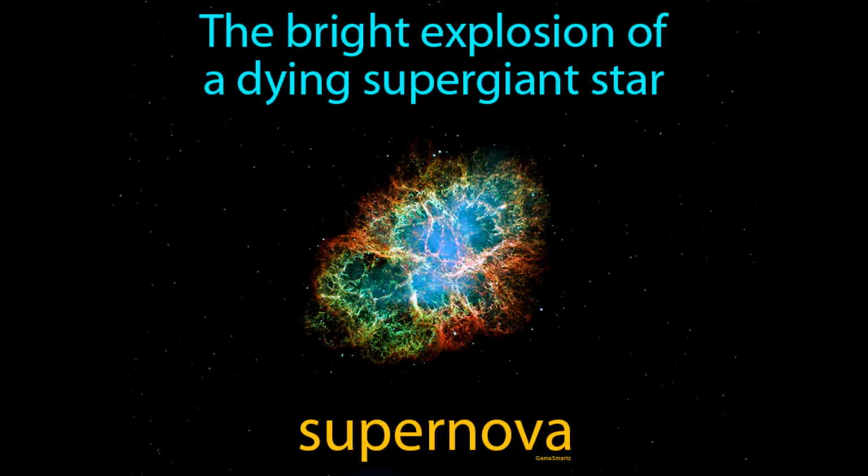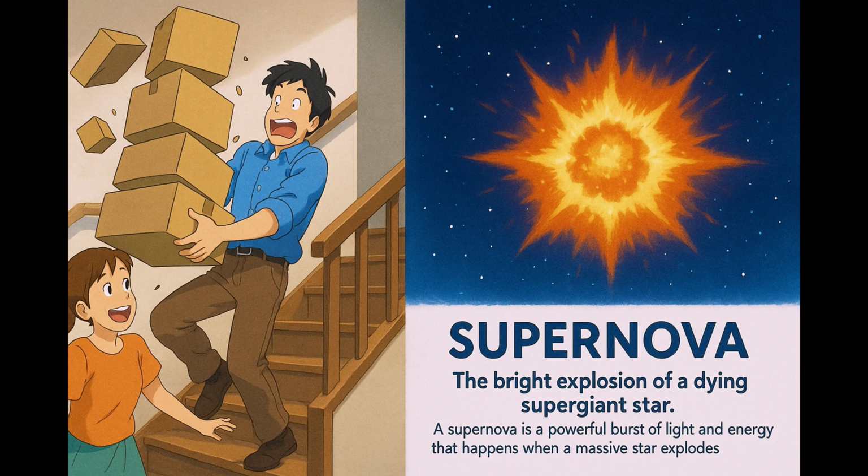The bright explosion of a dying supergiant star. Supernova. A supernova is a powerful burst of light and energy that happens when a massive star explodes at the end of its life. Imagine you're trying to hold on to a large stack of boxes while climbing a staircase, but eventually you lose your balance, and the boxes come crashing down in a spectacular mess.